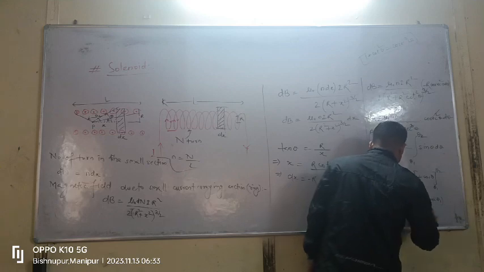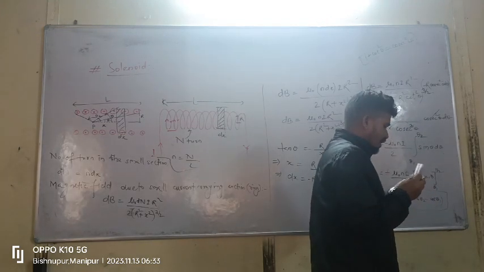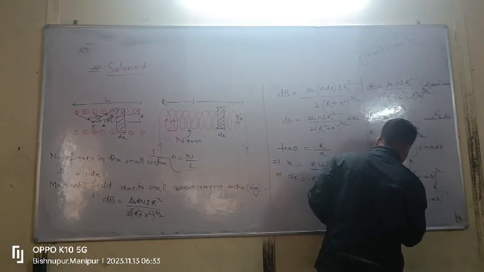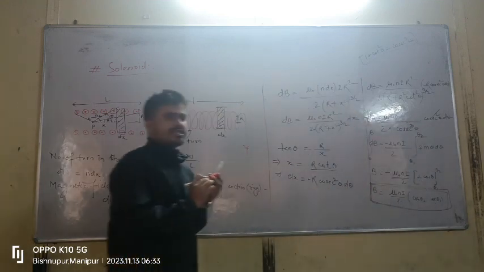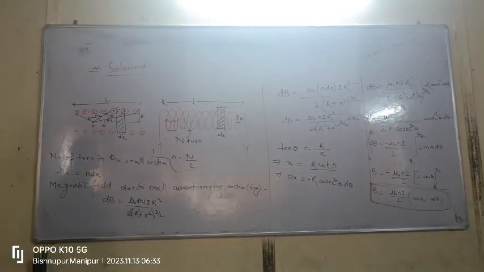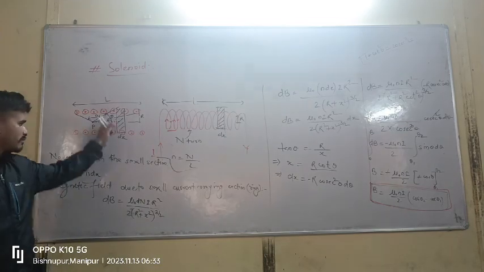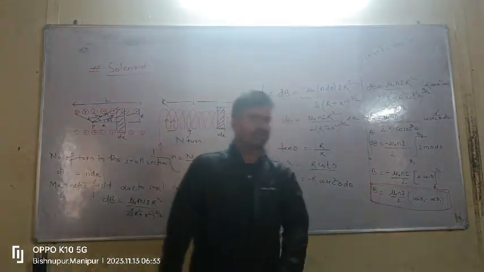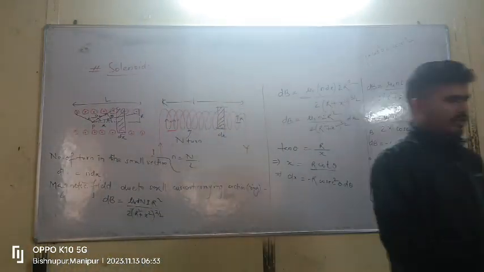This is the final result we obtained. The magnetic field inside a finite solenoid is mu naught n I by 2 into cos theta 2 minus cos theta 1. We got the result. It is a very important result. So remember the result and also the procedure through which I derived this. Copy this.